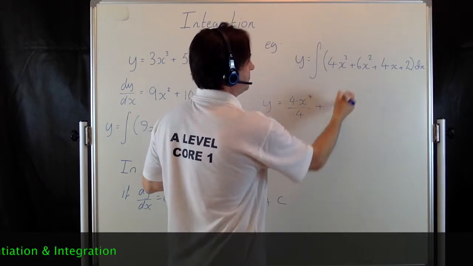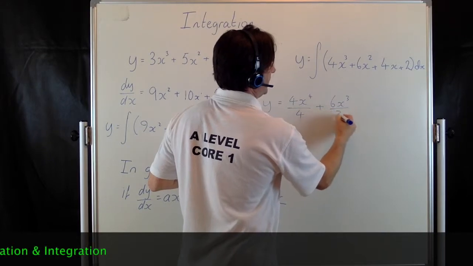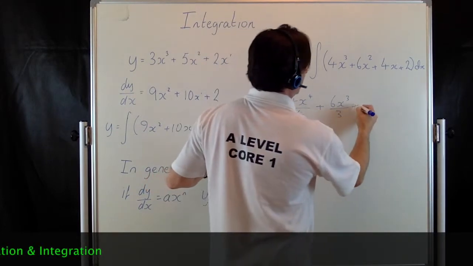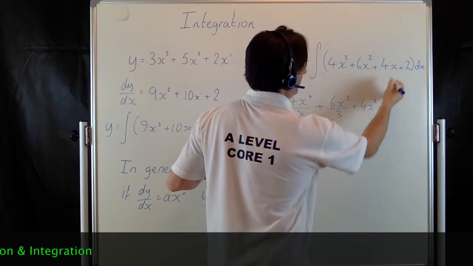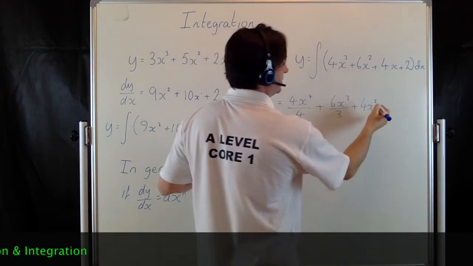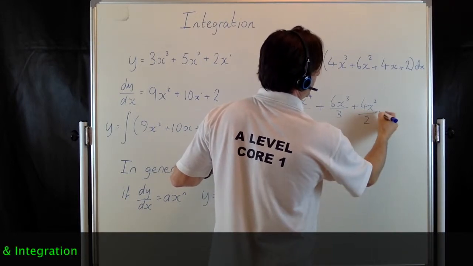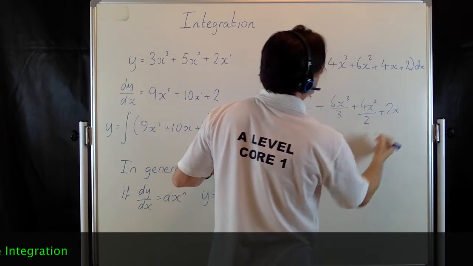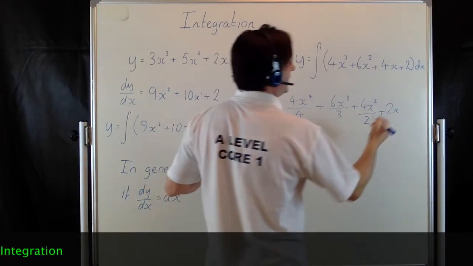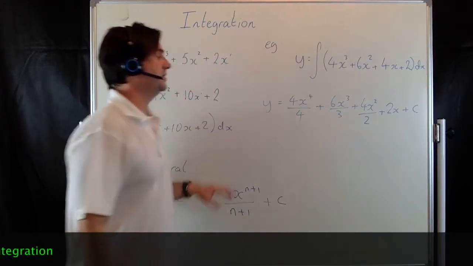Same with the second term. Raise the power by 1, 6x cubed divided by 3. Third term, 4x raised to the power by 1, you get 4x to the 2 divided by 2. And then 2 just becomes 2x. And then finally we need our constant of integration, plus c.